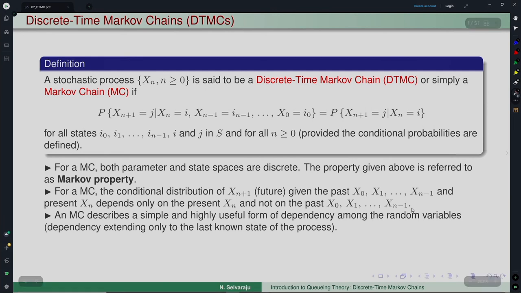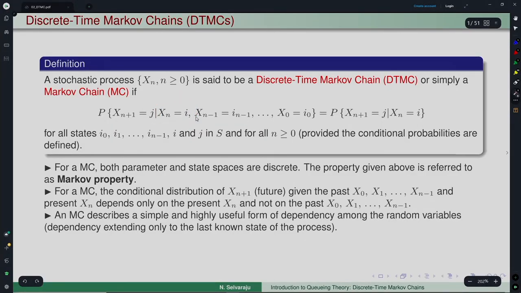So, knowledge of the past history of the process plays no role in the further evolution of the process under study, and whatever is required for its future evolution is contained in the description of the state of the process at the present time. That is it. If you are given that x n equals i, that is sufficient to predict the future behavior of this process. That is what this essentially tells. This is the informal way of saying the past has no bearing on the future, only the present does.